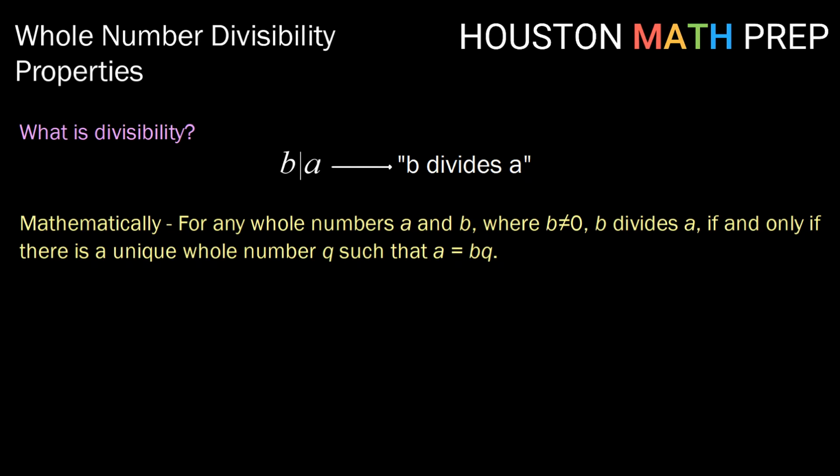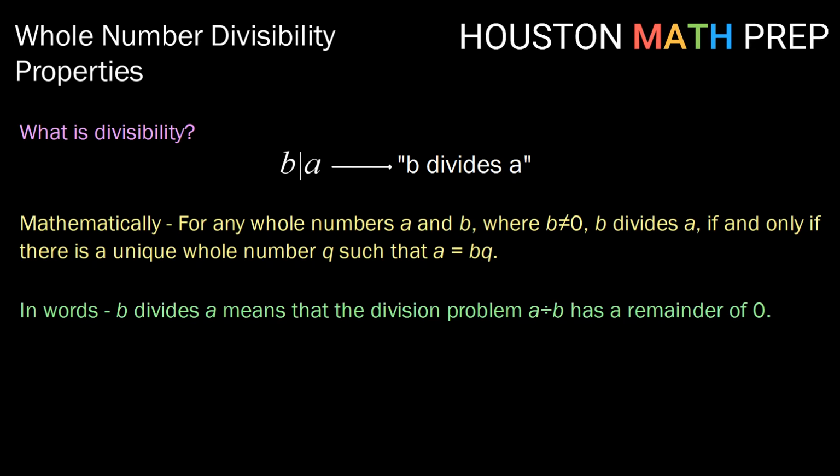Now, mathematically, what that means is for any whole numbers a and b, where b is not equal to 0, b divides a means there is a unique whole number q such that a equals b times q. Now, that may be quite a lot to take in, so let's put it in words. b divides a means that the division problem a divided by b has a remainder of 0. Or one other way to say that is that a divided by b goes in evenly, or b goes into a evenly.